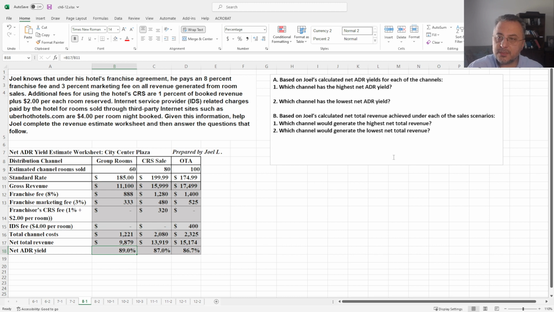If you look at the first question, the highest net ADR is the group room sales, and lowest is coming from OTAs. Yes, you want to do highest net ADR yield possible. However, the next question asks what generates the highest net total revenue, and that is the OTA. Yes, you are paying them a lot of money, but they generate a lot of revenue for you. So you have to think carefully about this kind of question. And lowest net is going to be group room sales.